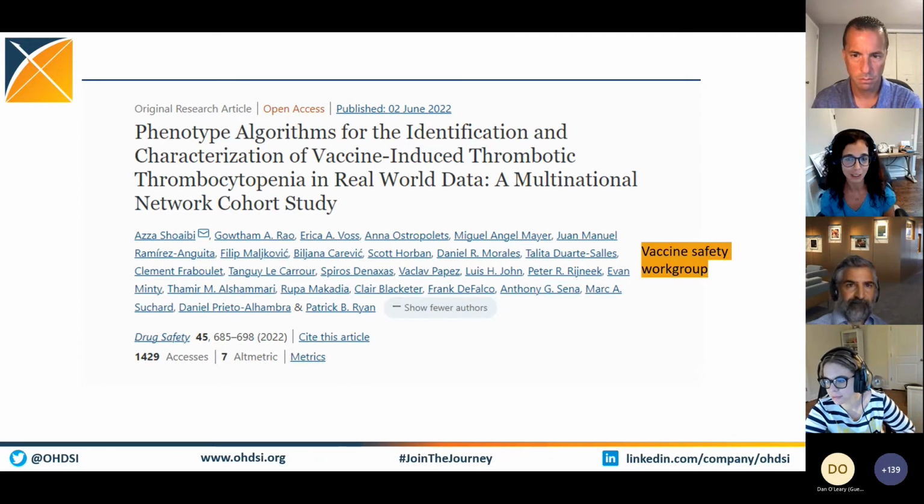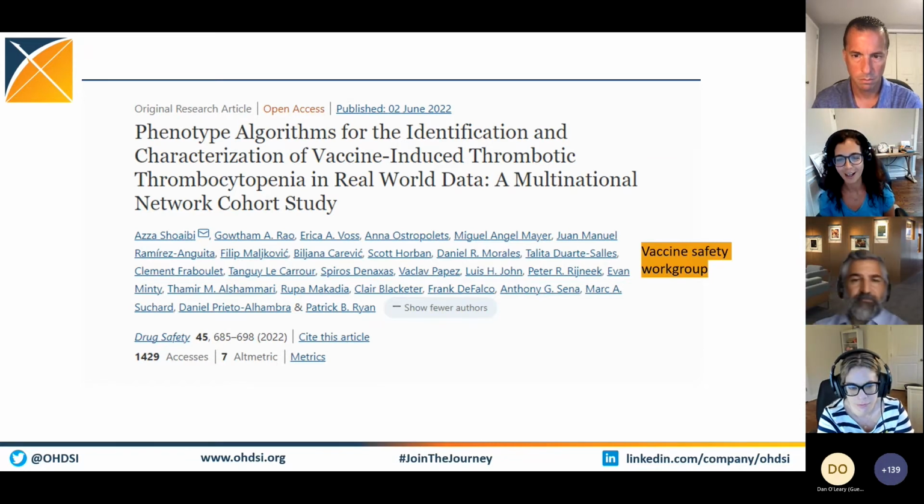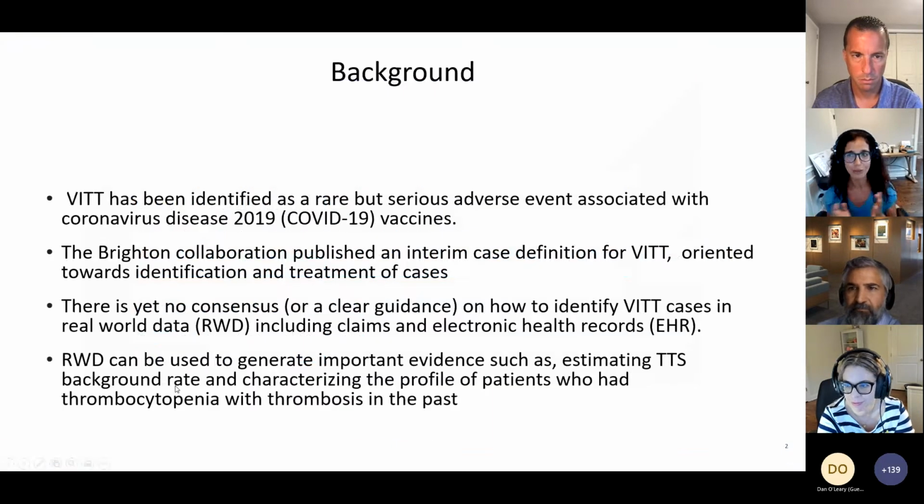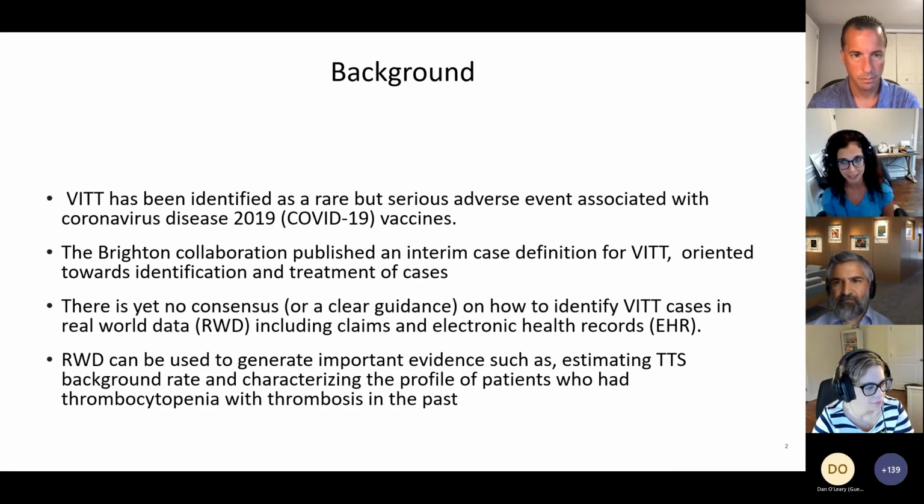This was a multinational network cohort study where I got to work with a group of amazing people from the vaccine safety working group, all who are co-authors on this paper that was published from this work in Drug Safety. So to give you a background, VATT, or also sometimes referred to as TTS, is a safety outcome that has been identified as a rare but serious adverse event associated with some of the coronavirus disease vaccines.